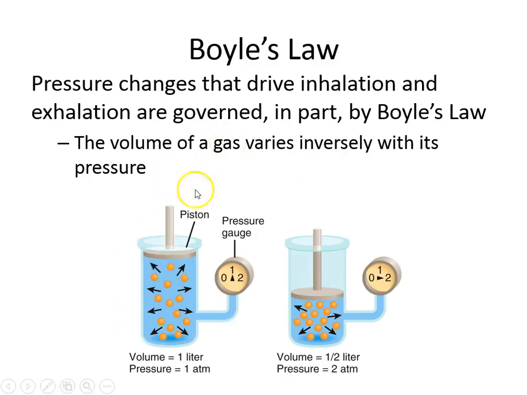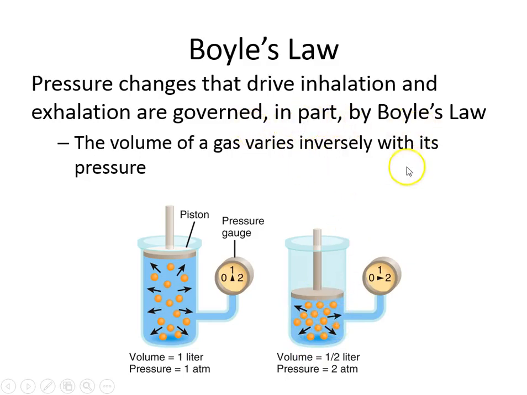Okay, so we have this space. We have 1 liter of fluid of volume for our air molecules to move in. If we push this piston down and we give them half the space, their pressure is going to be twice as great. The molecules are going to be hitting each other more. They're going to be coming in contact with the side. It's going to be higher pressure.